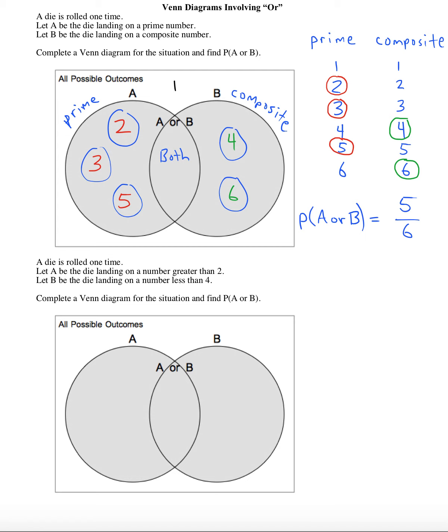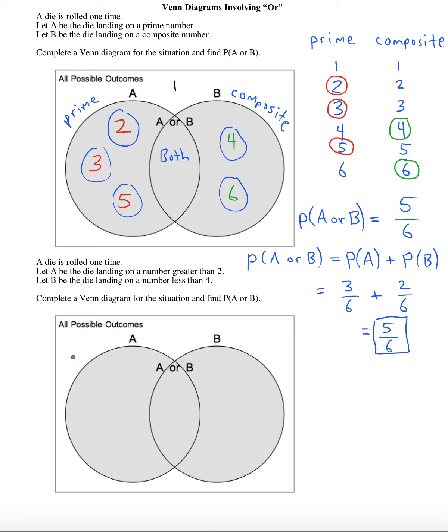Now you may notice that it just so happens that here the probability of A or B could also be calculated using the probability of A plus the probability of B. So that would be 3/6 for A and 2/6 for B, making our probability 5 out of 6. That's a good way to do it too. We'll see in the next example though that a problem can occur with that approach.